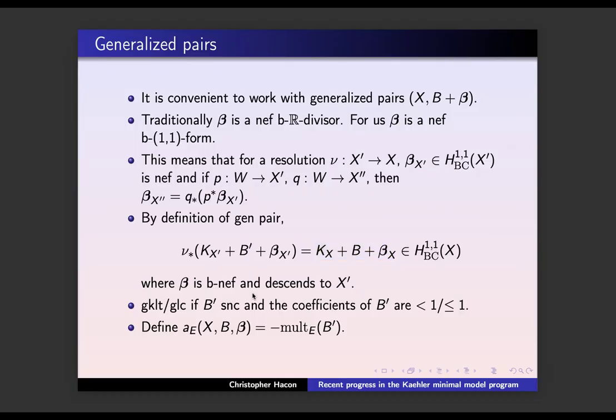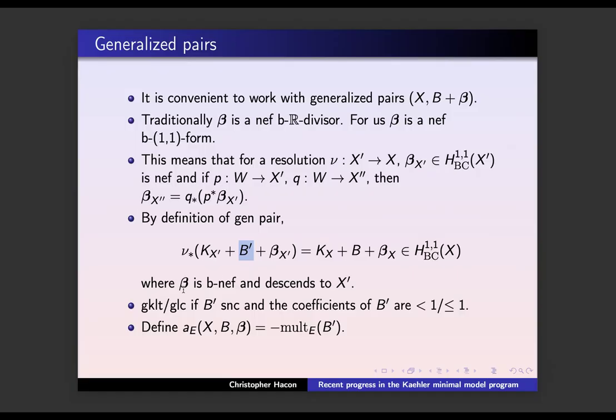Once we've done this, then we can talk about generalized Kawamata log terminal or generalized log canonical pairs by looking at the coefficients of B'. So let's assume that this resolution is actually a log resolution, so I can assume that the divisor B' has simple normal crossing. Then generalized KLT just means that the coefficients of B' are strictly less than 1. They could be negative on the exceptional divisors. And generalized log canonical means that the coefficients are less than or equal to 1.